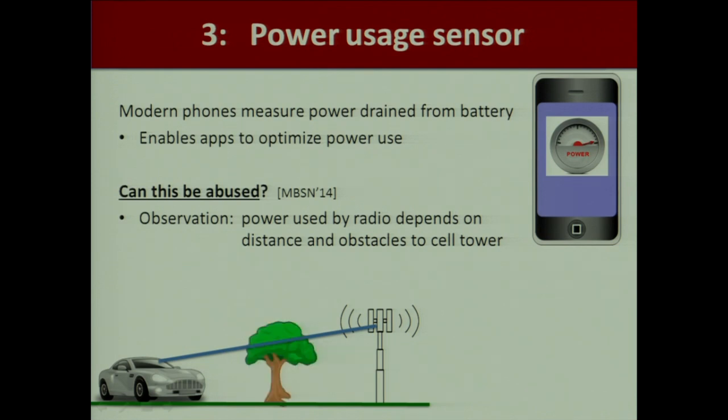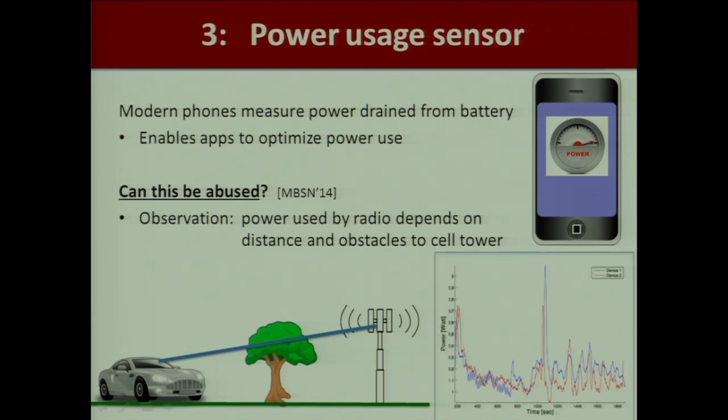So here it connects to your base station. If there's a tree, the amount of power the radio consumes goes up. And in fact, as you drive around, you can see there's a very stable sort of graph of power consumption that comes up as you drive around the city. So you should ask me, well, so what? So what can we do with this?